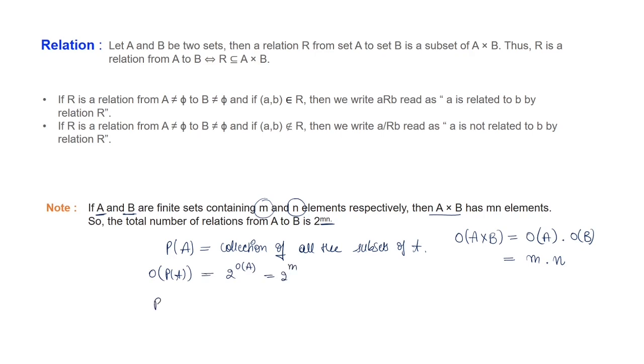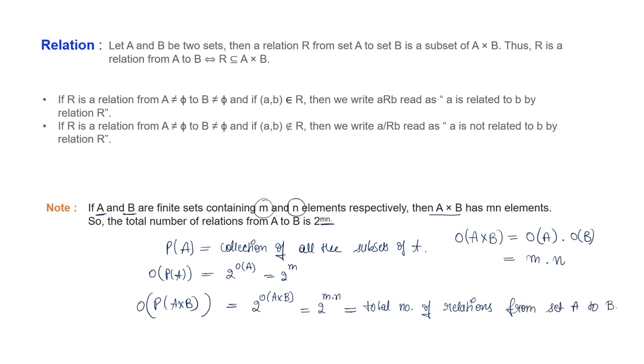So partition of A cross B will have what? The collection of all the subsets of A cross B. So the order of partition of A cross B will be what? 2 to the power order of A cross B, which is equal to 2 to the power m into n, and which is the total number of relations from set A to B.